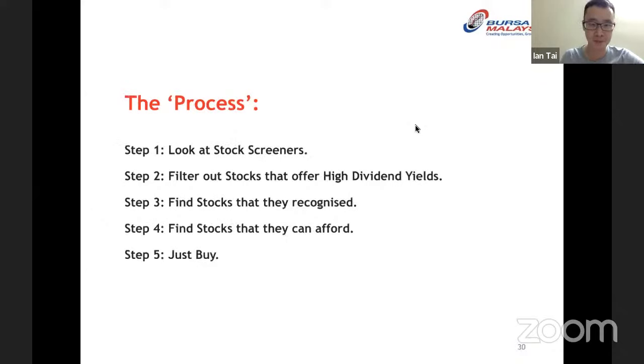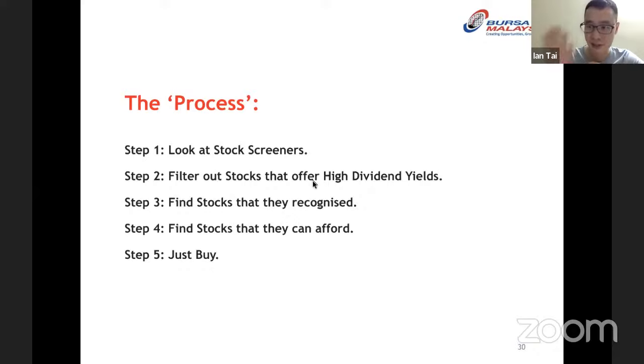Now let's move on. This is how the process is like for many people. First, they look at stock screeners, then they filter out stocks that offer the highest dividend yield. So let's say from 900 stocks in Malaysia, they use a stock screener and filter out 50 stocks or 30 stocks which are offering more than 5% in dividend yield.